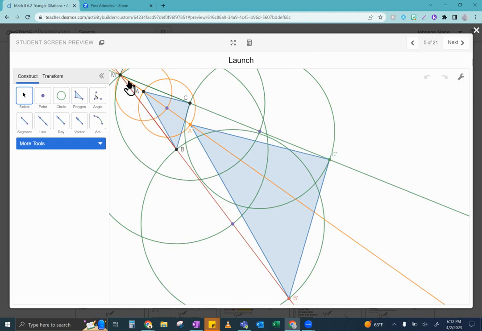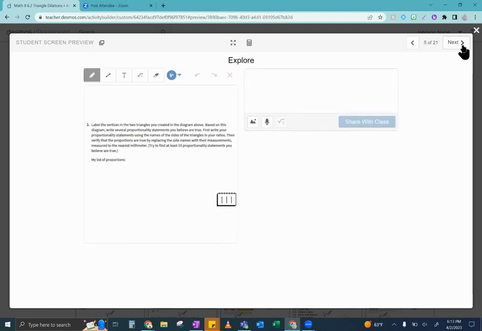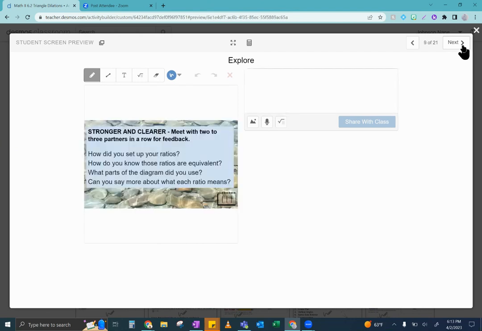One of them could be this section here, MB over MB prime is equal to MA over MA prime. There's actually a lot of them. You could even do BC over B prime C prime. So I'm going to be looking for this section in Desmos, and I want to see which ones you came up with. Okay, let's see the next part. It says, first write and verify that your proportions are true by placing them side by side with your measurements in millimeters. I'm not going to have you measure them, but I want you to write some proportions out.